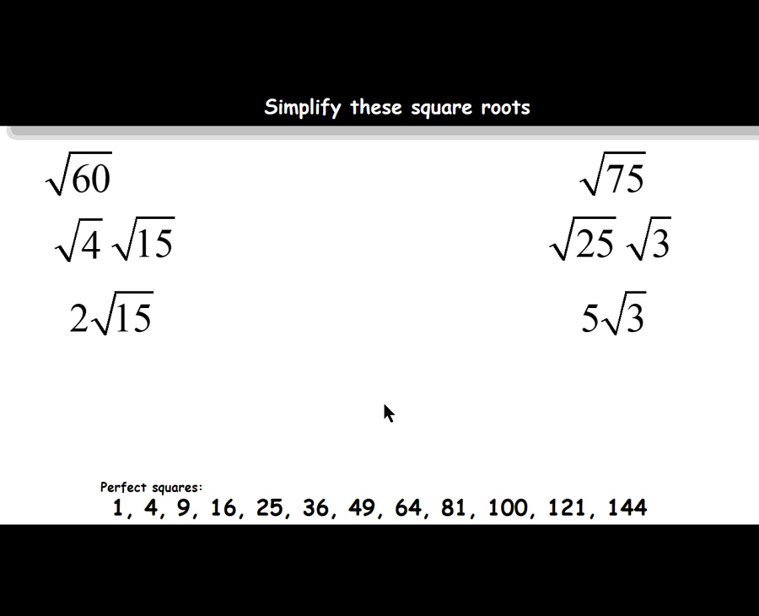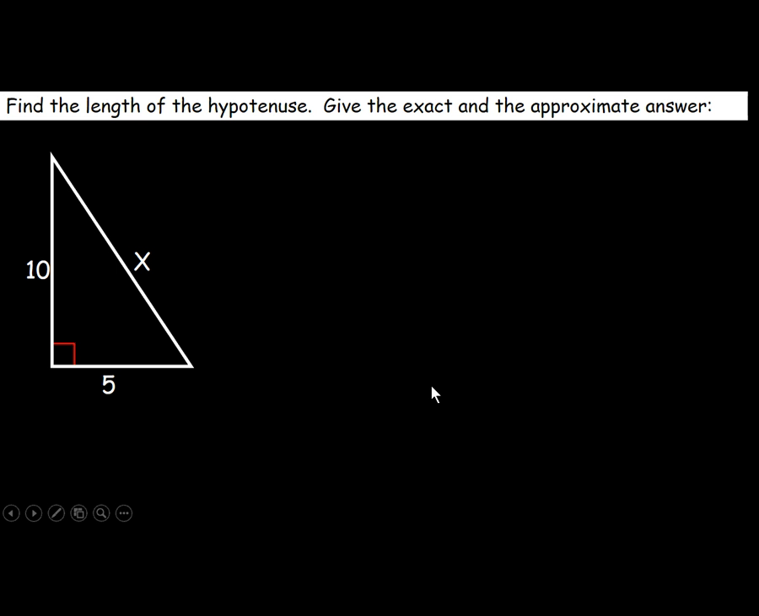Okay, so the square roots, this is all algebra stuff. Where does this come in handy? Well, sometimes we might have a Pythagorean theorem problem, and you'll be asked to give an exact answer for the problem. For example, in this one, we want to find the length of the hypotenuse. It says to give both an exact and an approximate answer. So we're going to start with the Pythagorean theorem. We got 10 squared plus 5 squared is x squared.